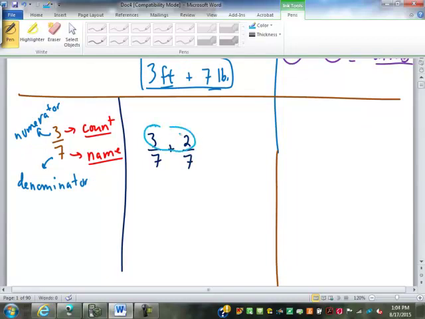Perfect. You add the numerators. 3 plus 2 is 5. And you keep the denominator. Keep that common denominator of 7. Well, that's, again, nothing new for fractions. It's because that's how we add all numbers. You combine the counts and you keep the same name.